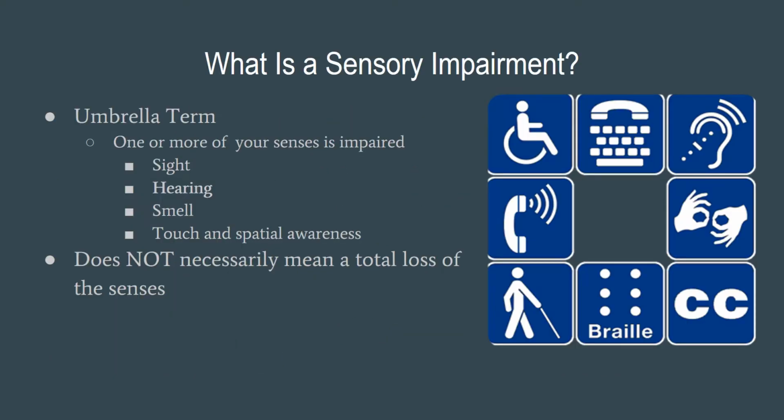A sensory impairment is more of an umbrella term. It talks about when one or more of the senses is impaired, so this can include your sight, hearing, smell, touch, or spatial awareness. What we are going to focus on today is hearing. A sensory impairment does not necessarily mean that it is a total loss of that particular sense, so it can be partial and different levels of severity as well.